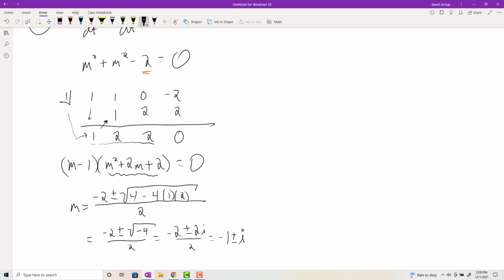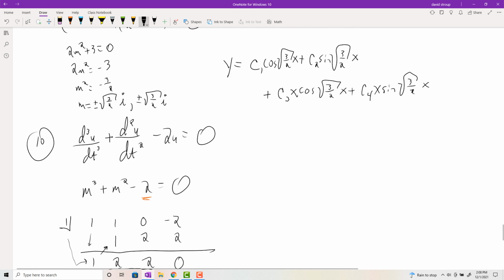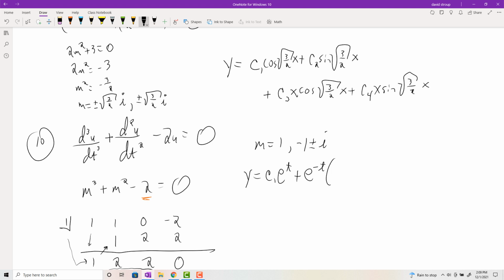Okay, so our roots from the auxiliary equation here, in this case, are m equals 1 and negative 1 plus or minus i. So we're going to get y equals c1 e to the t, plus e to the negative t times c2 cosine of t, plus c3 sine of t. And that would be your answer.